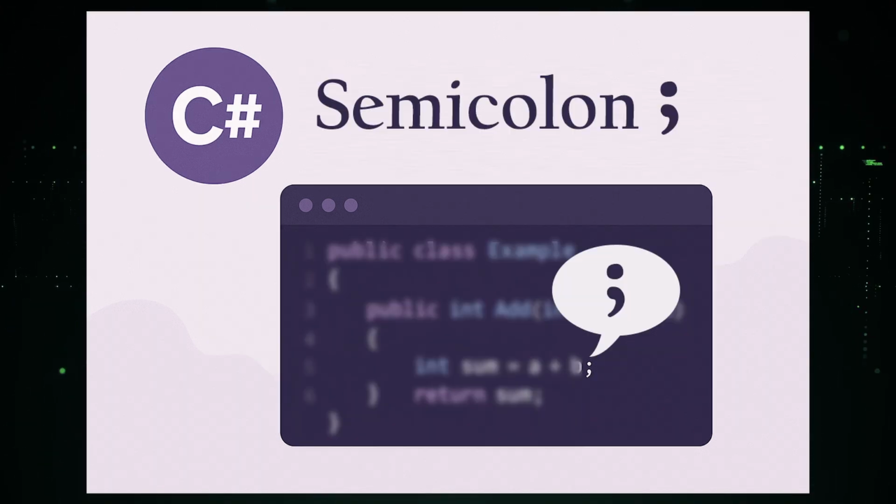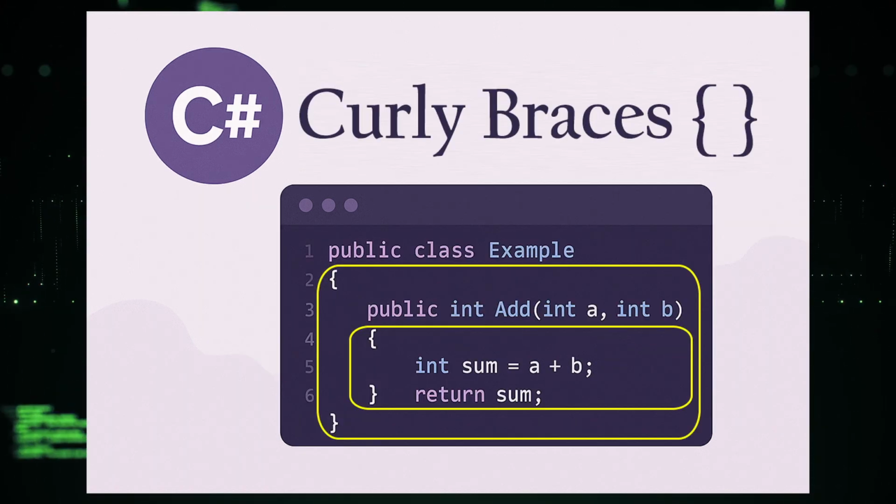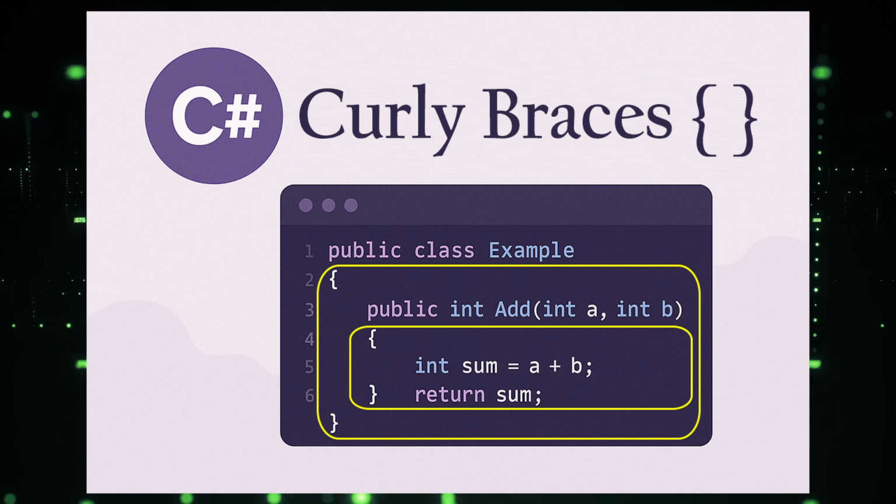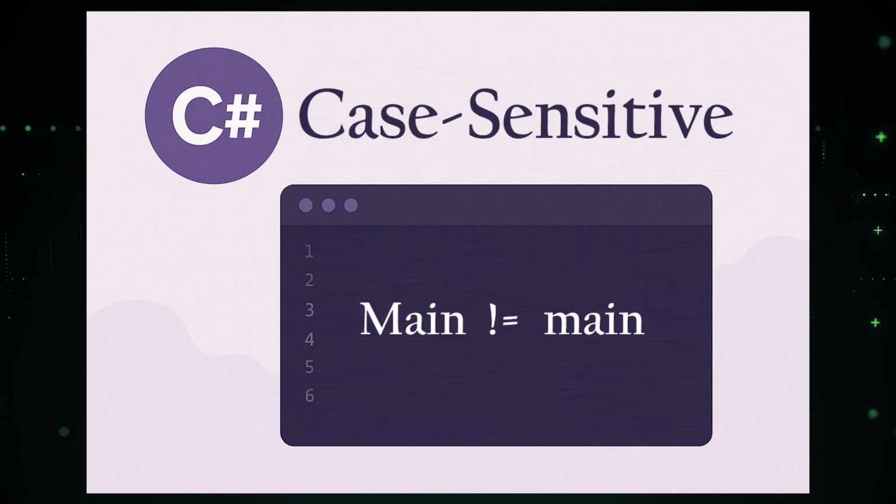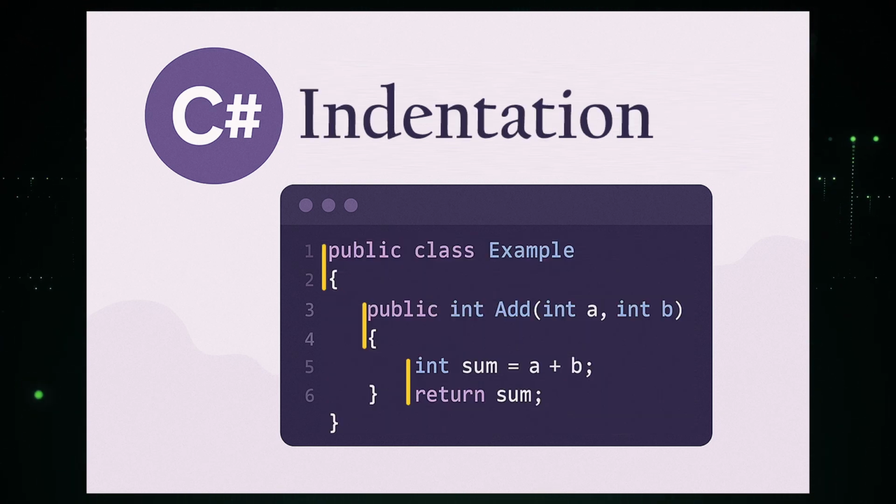In C#, the syntax is clean and structured. Every statement ends with a semicolon. Curly braces define blocks of code, for example, inside a class or a method. C# is case sensitive, so Main and main are different things. And remember, spacing doesn't matter much, but proper indentation makes your code readable.